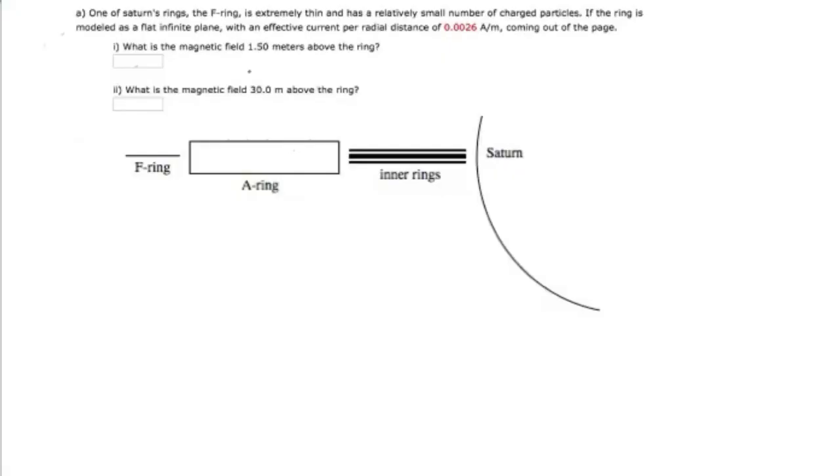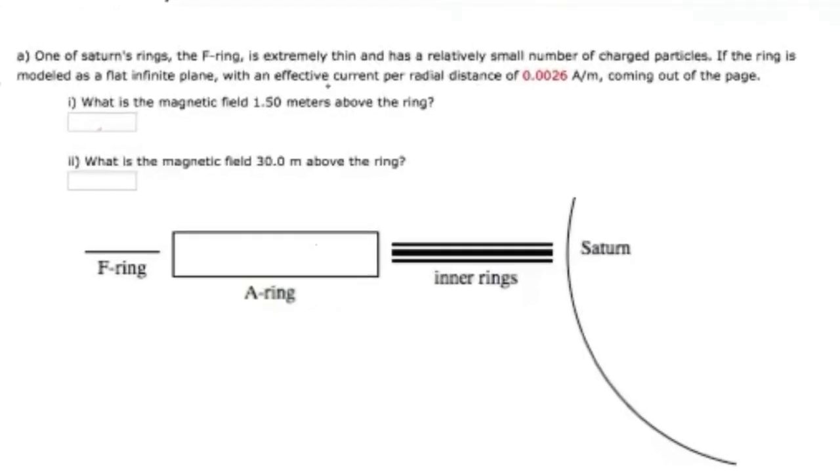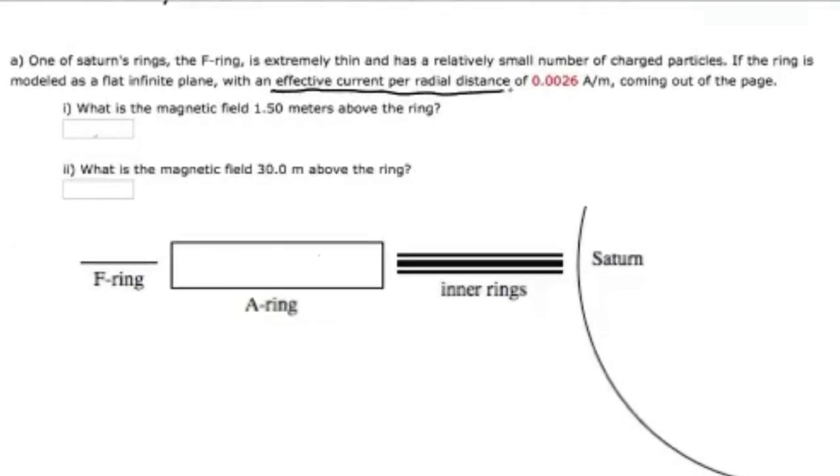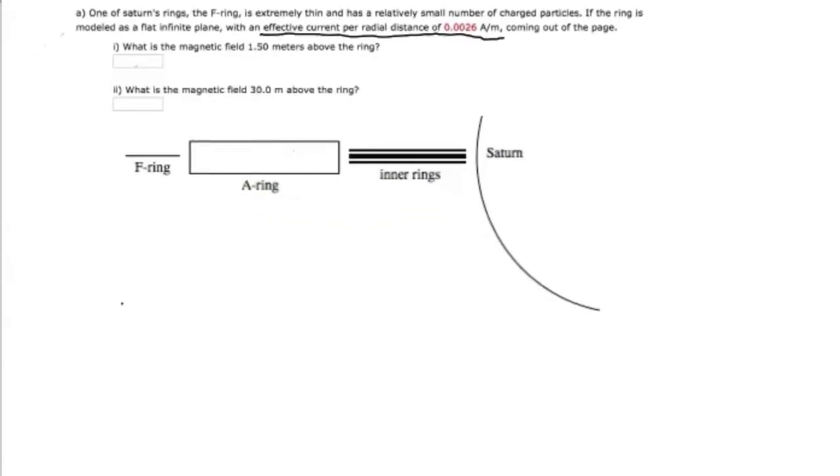One situation in which we have a plane of current coming toward us is the rings of Saturn, which contain charged particles, and they are coming out of the page toward us. According to this, the current is coming out every meter this way, every meter to the left or right. There's 0.0026 amps per meter coming out of this thing. And I'm just going to draw this F ring right here.